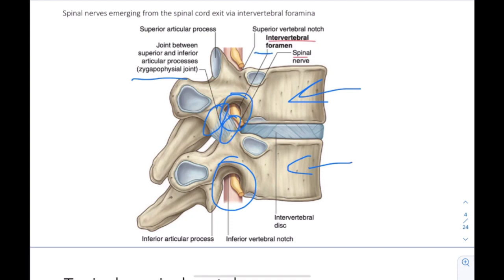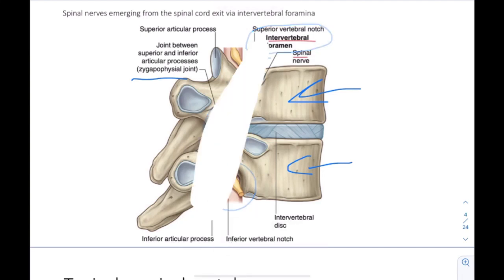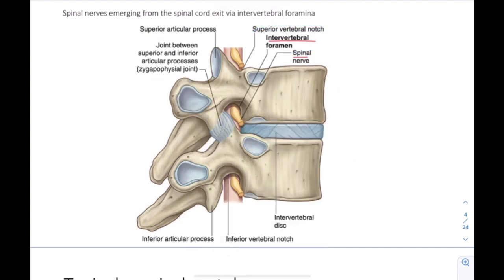So these spaces called the intervertebral foramina form when the vertebrae articulate with each other, and from the intervertebral foramina, the spinal nerves emerge from the spinal cord. Okay, so here we have an intervertebral foramen. Foramina is the plural, and you can see this is the spinal nerve. It emerges.